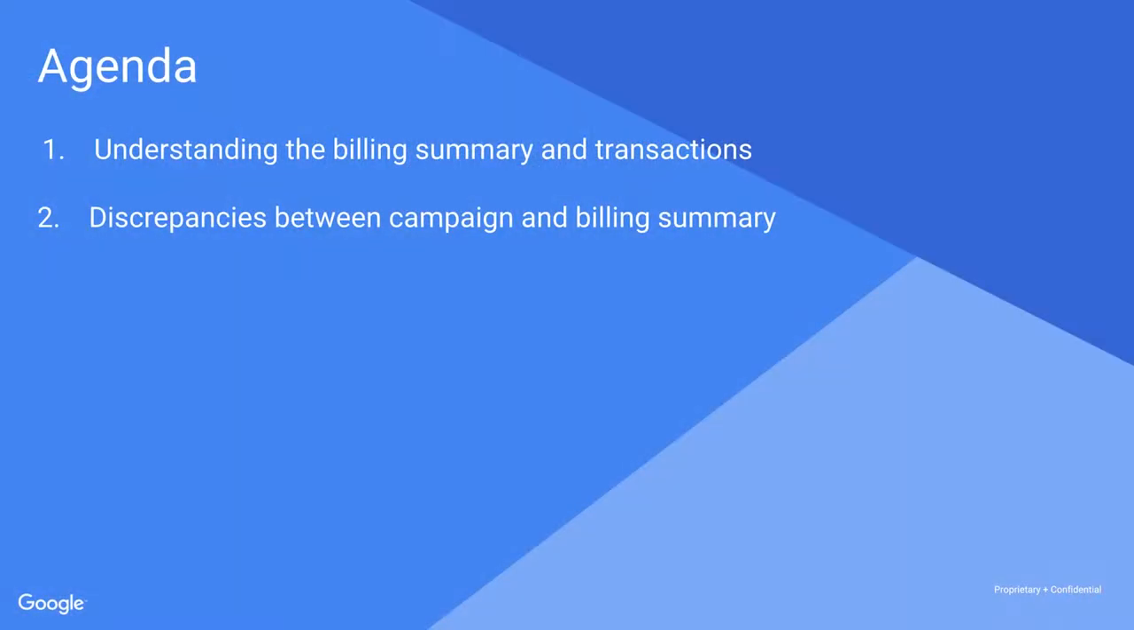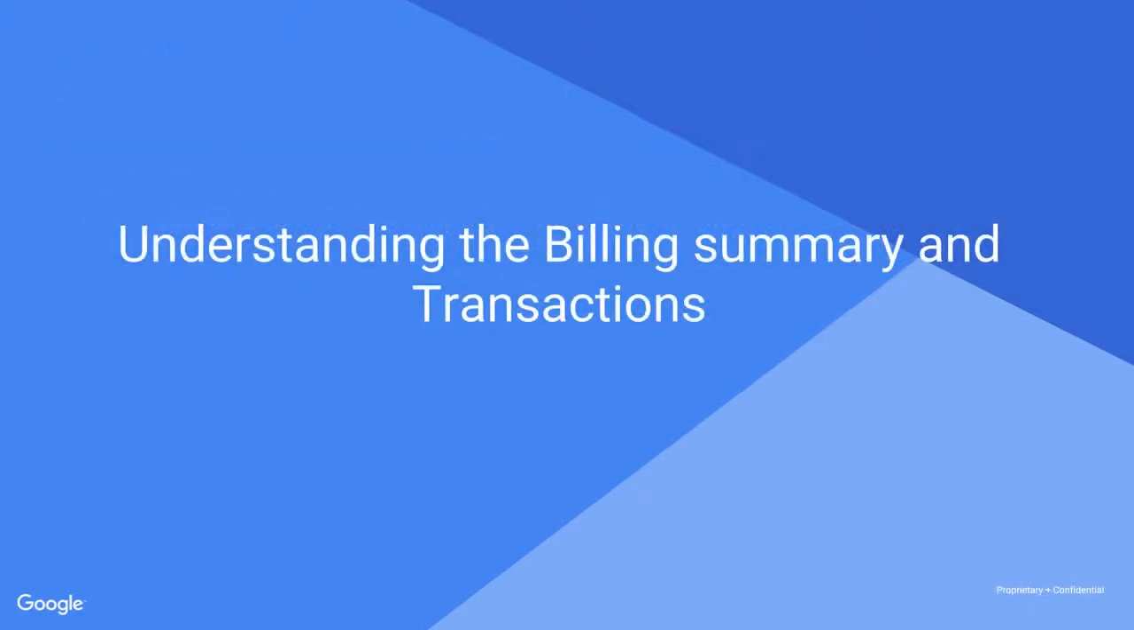In this video we learn to read and understand the billing summary for your account. The billing summary is an overview of your AdWords billing activity and may have a different look depending on the type of payment setting you're using, such as automatic payments, manual payments, or monthly invoicing.